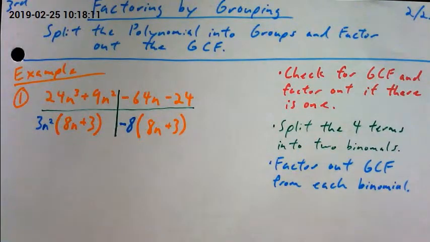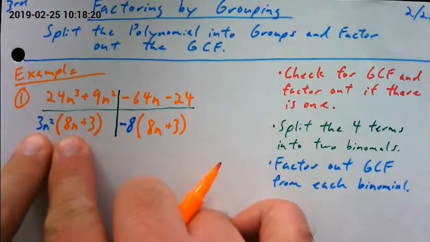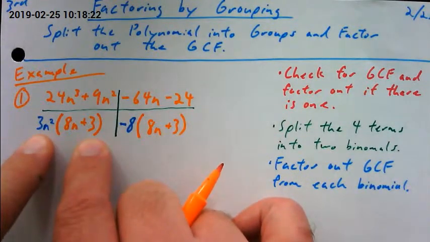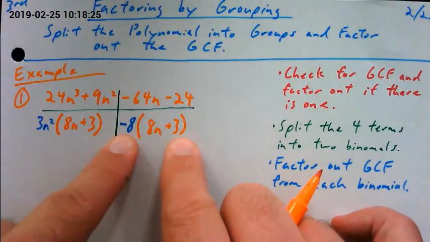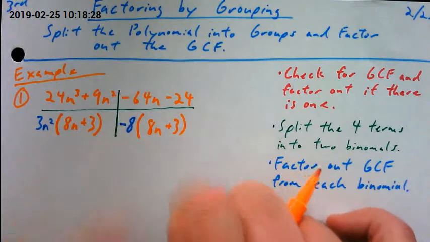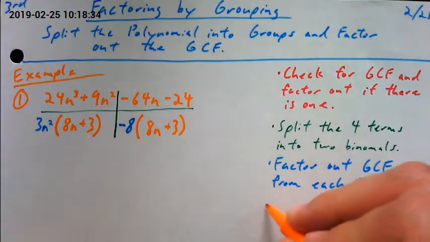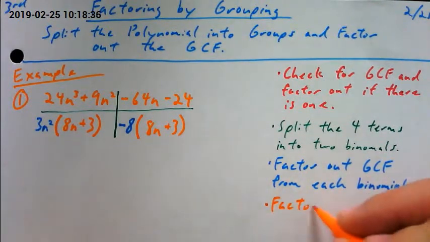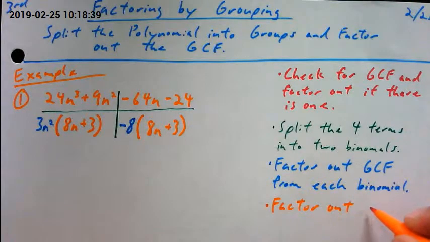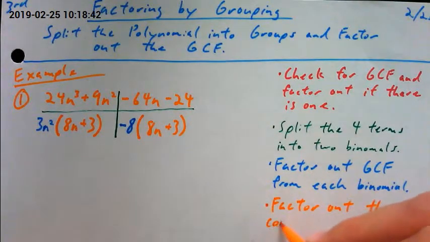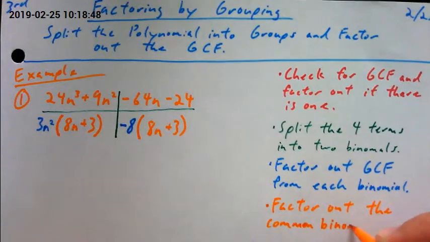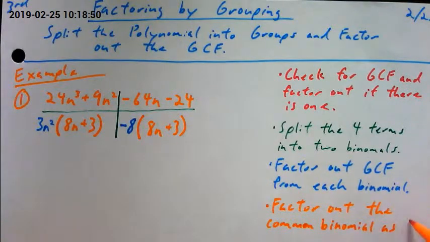All right, now that we have a common factor, we are going to actually factor that piece out as our new GCF, because these two numbers are being multiplied, right? This number and this binomial are being multiplied. This number and this binomial are being multiplied. So this entire binomial is actually now considered a GCF. It's a common factor on both sides of the equation. So we are going to factor out the common binomial as GCF.